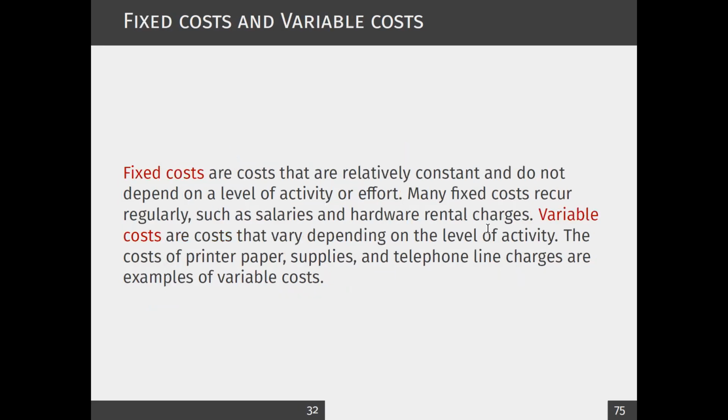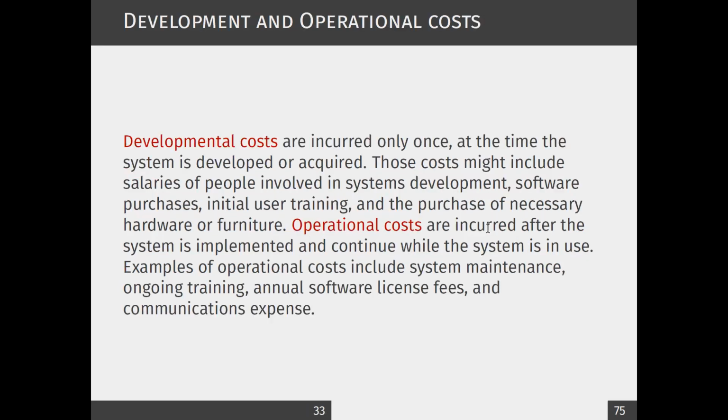Then we have fixed cost and variable cost. Fixed cost does not depend on the activity or the effort. For example, salaries and hardware charges are fixed costs. Variable costs depend on the level of activity. For example, the cost of printing paper, supplies, telephone line charges are variable. It's not a fixed cost.